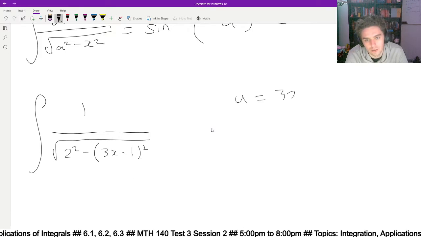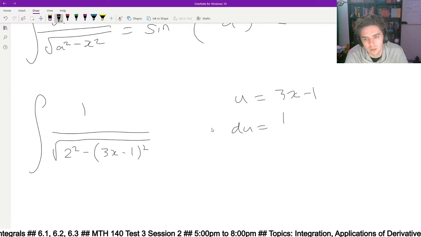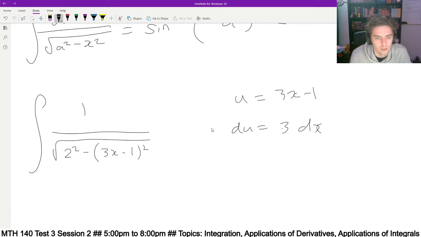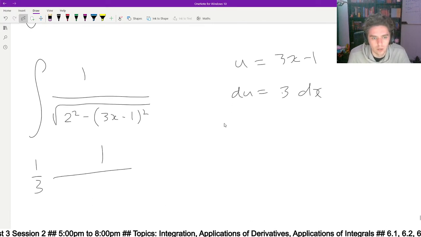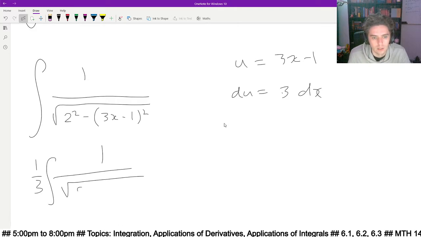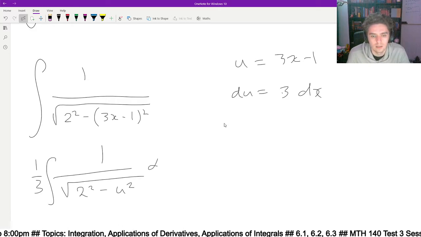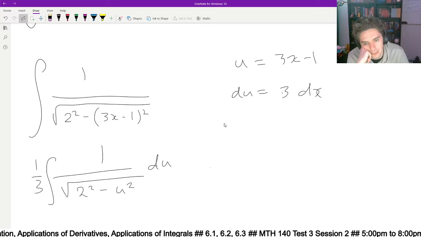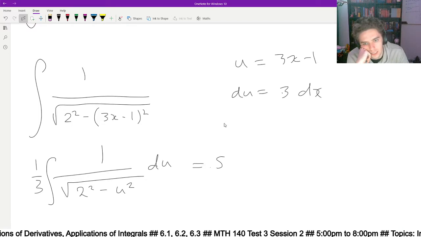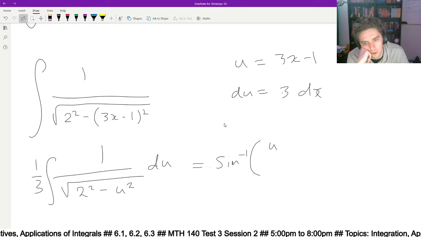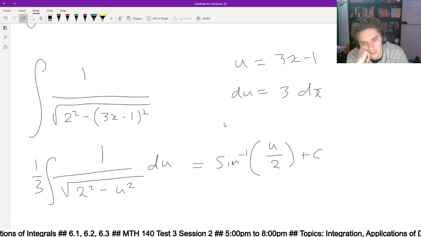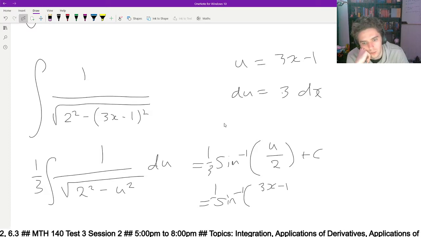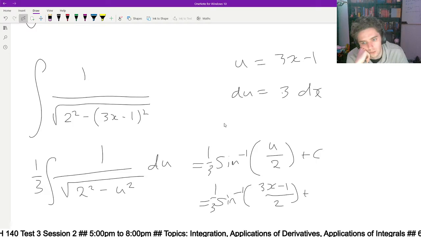So we say u equals 3x minus 1. So du equals 3 dx. So that's where the third comes from. 1/3 times the integral of 1 over square root of 2 squared minus u squared du, right? And then this is equal to sine inverse of u over 2 plus c. So this is equal to 1/3 sine inverse of (3x minus 1) over 2 plus c.